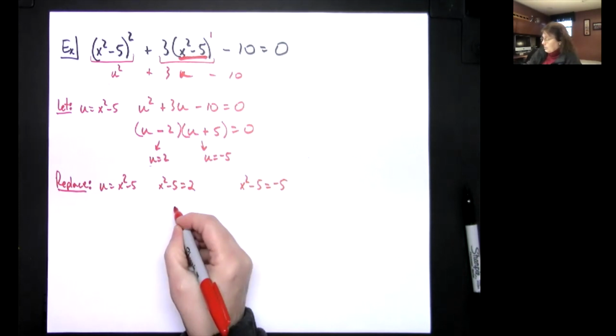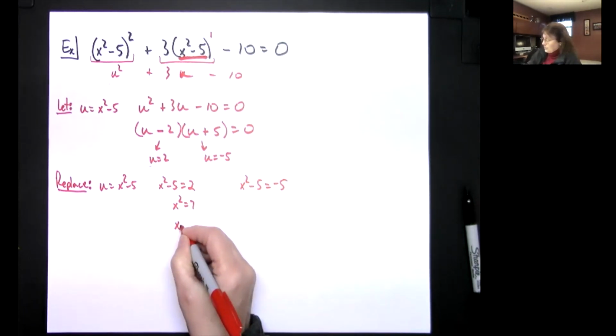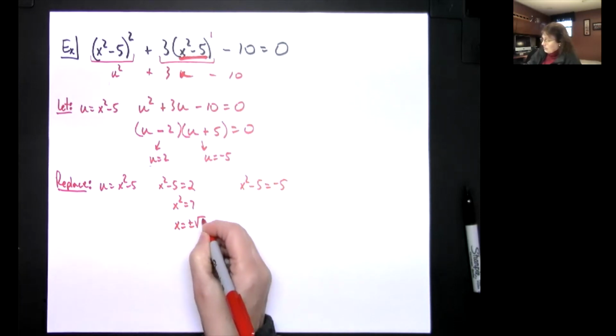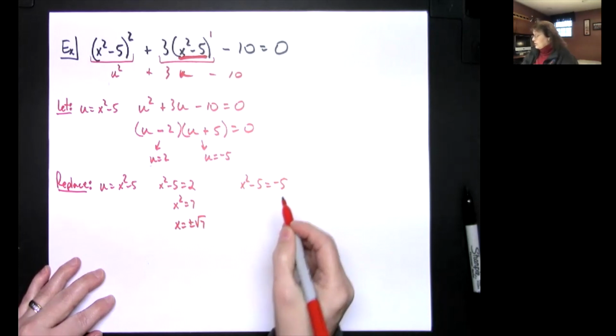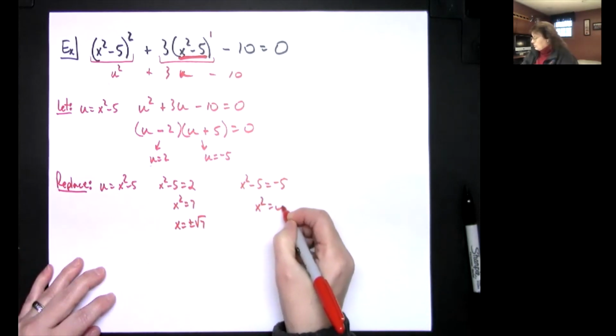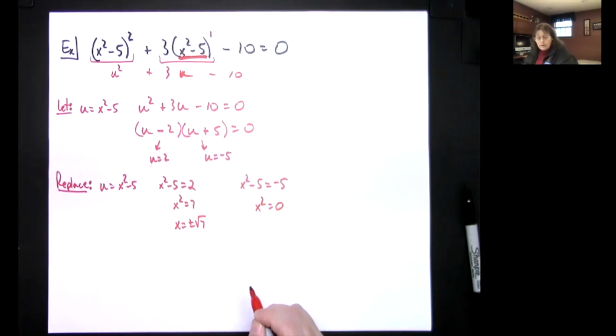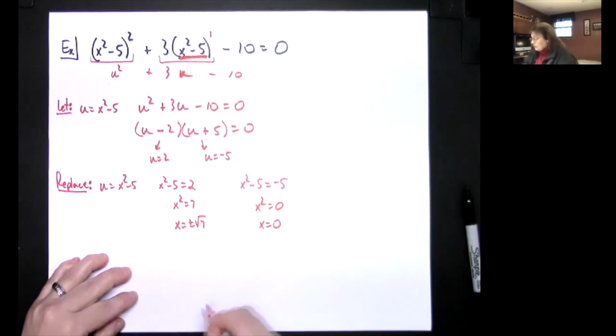Let's see, if I add 5 to both sides, x squared equals 7, plus or minus square root of 7. And then again, add 5 here. That's going to give me a 0 on that side. There's nothing wrong with that. x squared equals 0. You want the 0 there for a placeholder. And then I can take the square root of both sides. Square root of 0 is 0. So I'm going to get x equals 0.